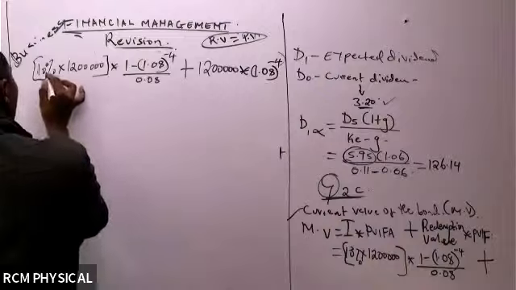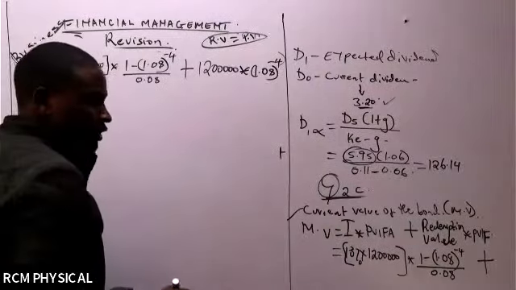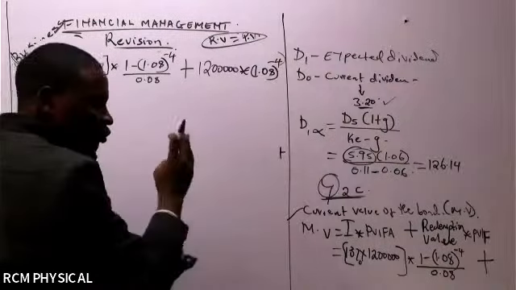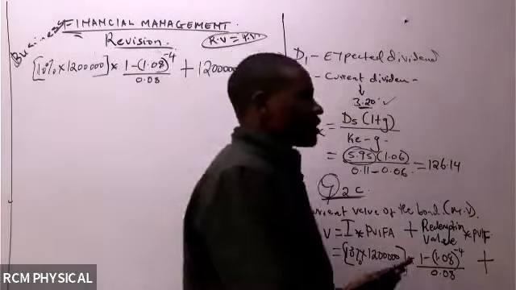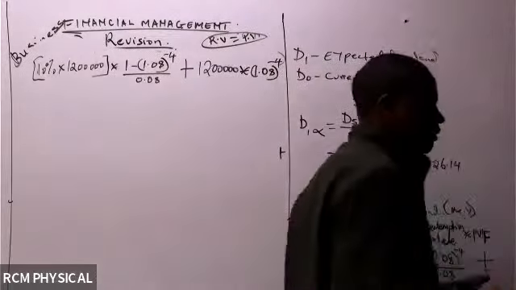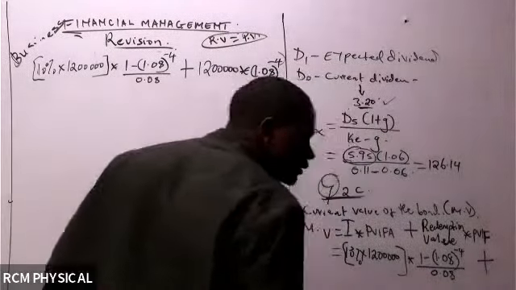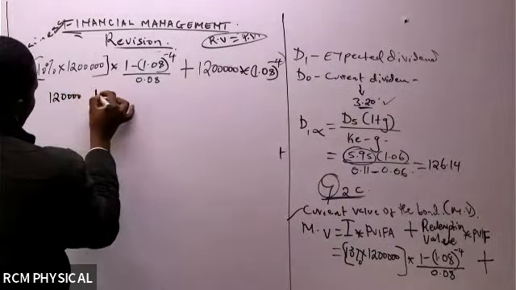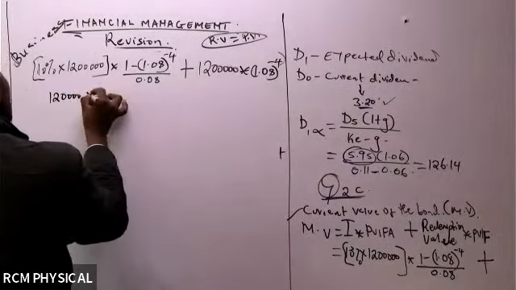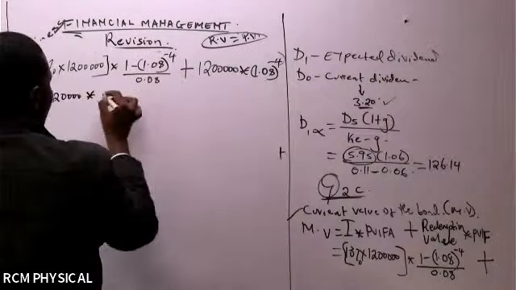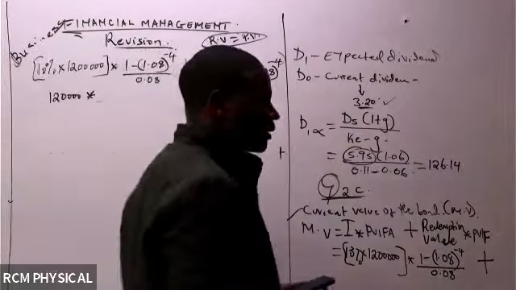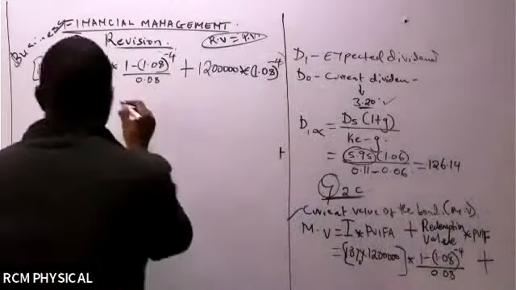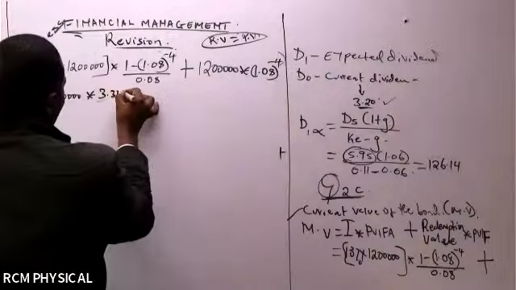How about 10% of 1.2 million? Give me this. It's good to go step by step. It is 120,000. So it's 120,000 times this PV. What is the PV here? Give me the PV so that I can consolidate: 3.3121.